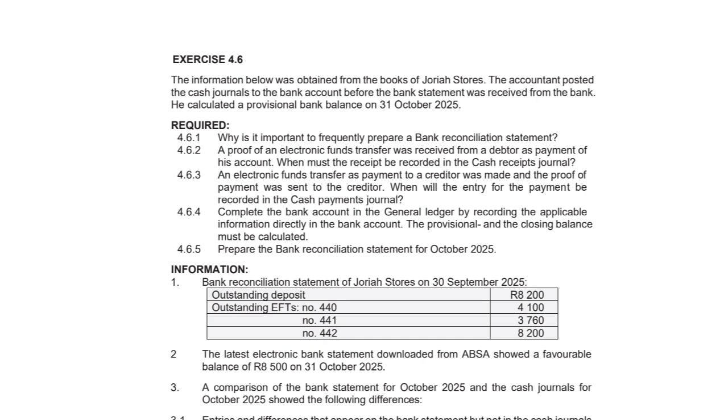Additional information number 2. The latest electronic bank statement downloaded from ABSA showed a favorable balance of 8,500 Rand. So you can go and record that opening balance in your bank reconciliation statement for October 2025.